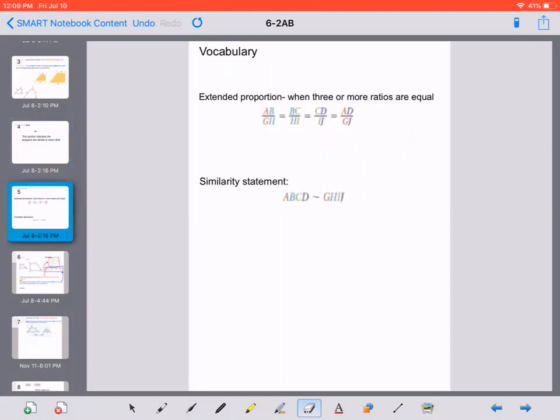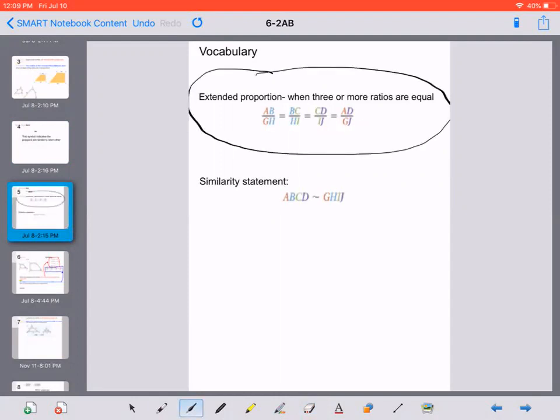And here's some more vocabulary you're going to need for today. An extended proportion is what we can write if we're going to show that all of the corresponding sides are in proportion. Because we know from our review of ratios and proportions that a proportion is an equation that states that two ratios are equal, and an extended proportion is when three or more ratios are equal. And so you'll have as many ratios being equal as there are sides in the similar shape.